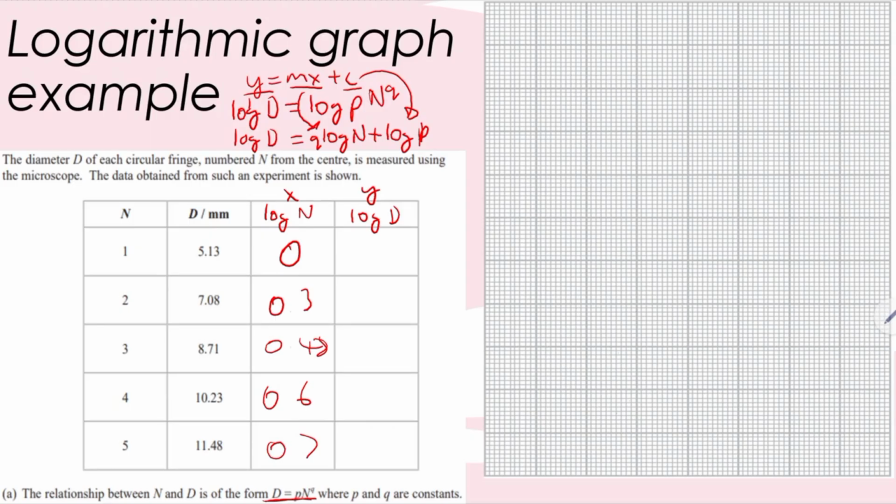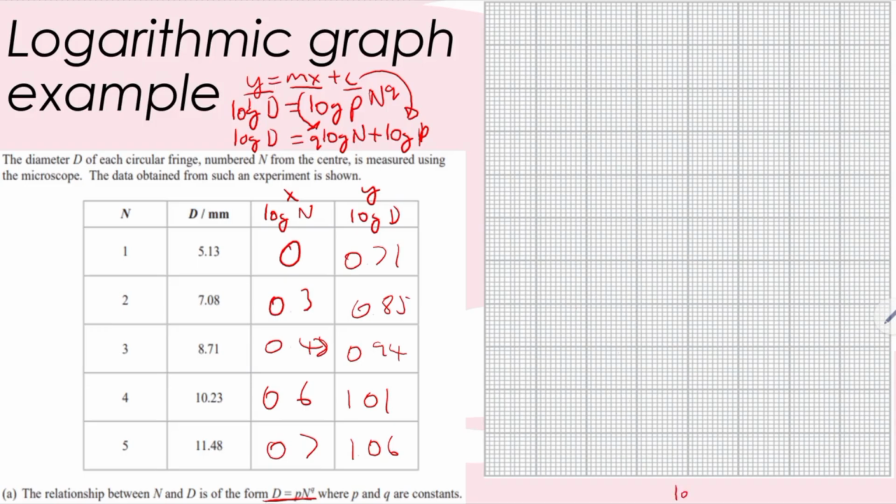So log 5.13 equals 0.71, 7.08, 0.85, 8.71, 0.94, 10.23, 1.01, and 11.48, 1.06.